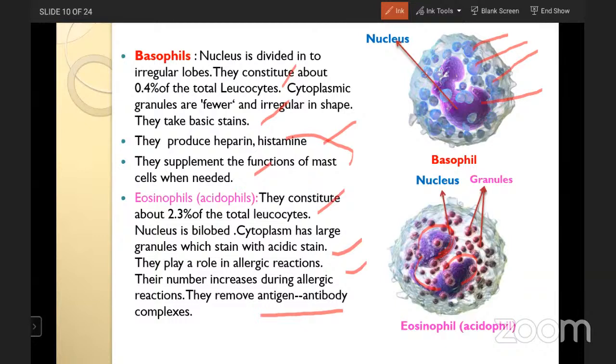Okay, got it? Basophils take the basic stains, and acidophils take the acidic stains. Especially for allergic reactions, acidophils. Basophils produce heparin. The main feature of the basophil is that they produce heparin, and they supplement the function of the mast cells when needed. So these are the points regarding the basophils and eosinophils.